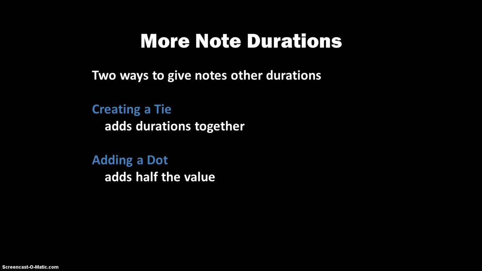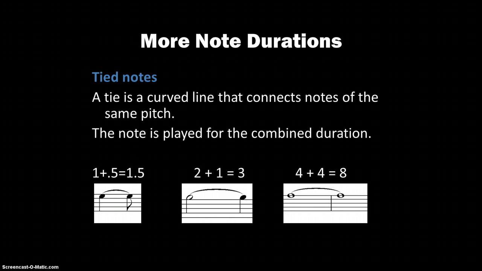That's great for doing things that are of even value or even number values. If you want to get something that's a different duration, or a really weird thing, there are 2 ways to do that. You can either create a tie or add a dot to the note. Okay, tied notes. A tie is basically a curved line that connects 2 notes of the same pitch. That has to be the same line or space that they're connected, and then you just combine the duration. So in the first example there, you've got a quarter note, which is 1 count, plus an eighth note, which is half a count, and that would equal 1.5 counts.